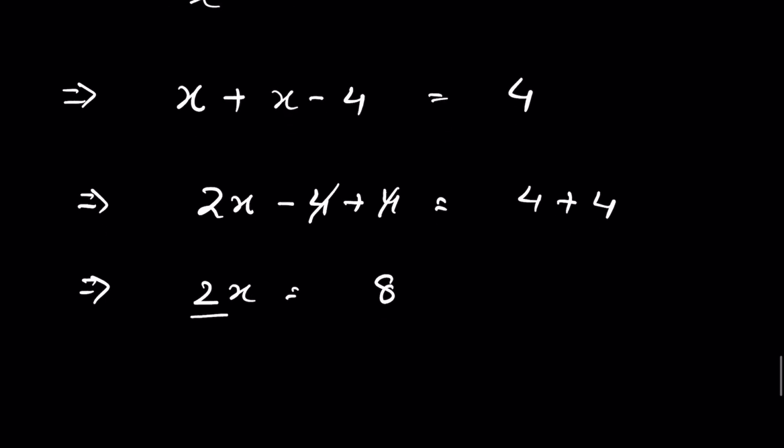Now divide both the sides by 2. 2 and 2 get cancelled. 2 times 4 is 8.